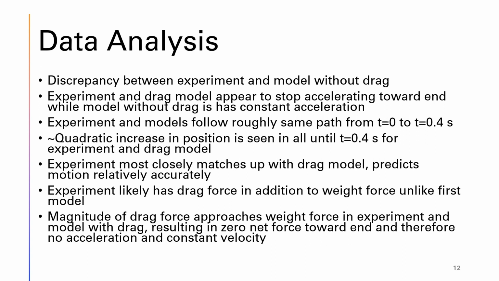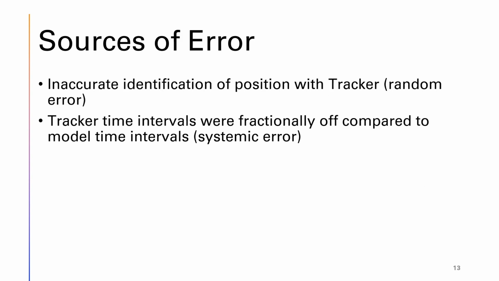And the magnitude of the drag force approached the weight force in the experiment and the drag model, which resulted in zero net force toward the end, and therefore no acceleration and constant velocity. Sources of error could be an inaccurate identification of the position with Tracker, which would be random error, as well as the Tracker time intervals not matching up perfectly with the model time intervals, which would be systematic.